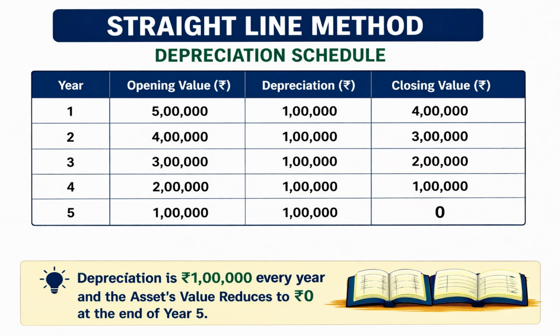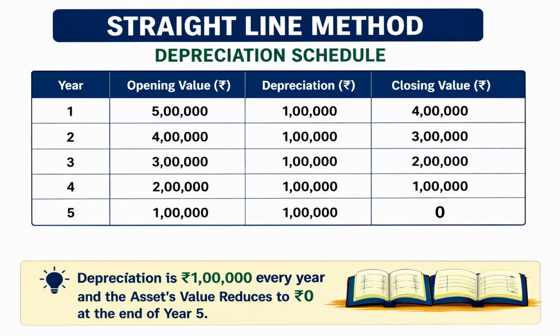This method has advantages: it is very easy to understand, simple to calculate, depreciation remains the same every year, and it is suitable for assets giving uniform benefits. Its major disadvantages are that it does not consider higher repair costs in later years, and it is not suitable where the asset loses value rapidly.